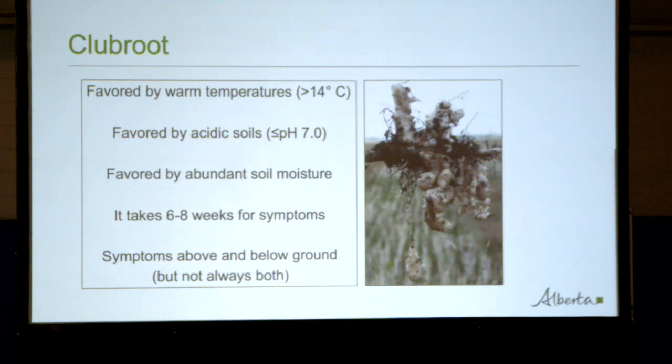There are some things that help clubroot become established. Warm soil temperatures. So once we get up above 12 or 14 degrees in the soil, clubroot severity can get very high. It's also favored by acidic soils, pH lower than 7. And this particular pathogen requires soil moisture. It takes about 6 to 8 weeks for symptoms to occur from once the pathogen infects the root. And sometimes we see symptoms above the ground, but not always. But if clubroot is present and causes a severe infection, we always see the galls on the roots, as is shown in this photograph.